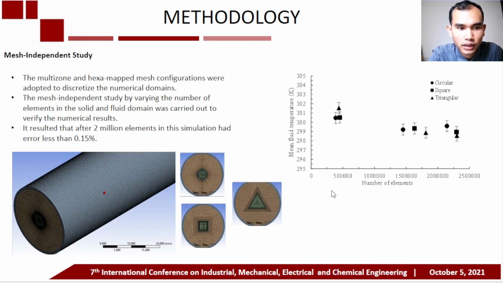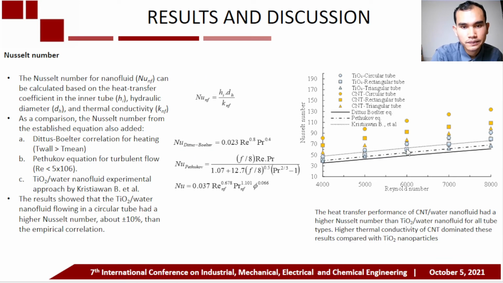The multi-zone and hexagon mesh configuration were adopted to discretize the numerical domains. The mesh independence study, by varying the number of elements in the solid and fluid domains, was carried out to verify the numerical results. It resulted that after 2 million elements, the simulation had an error less than 0.15%, so it can be accepted for the mesh independence study.